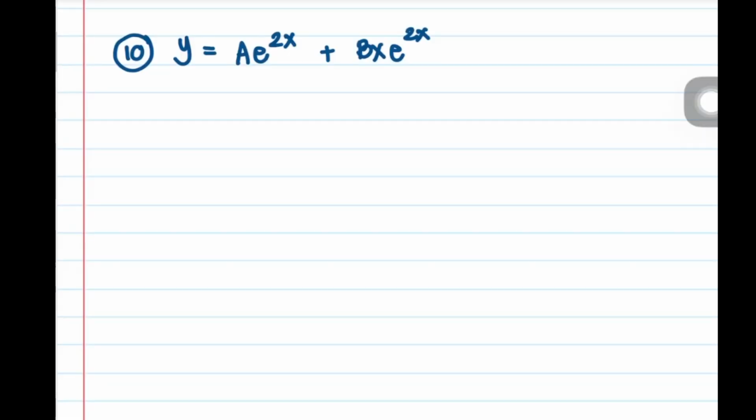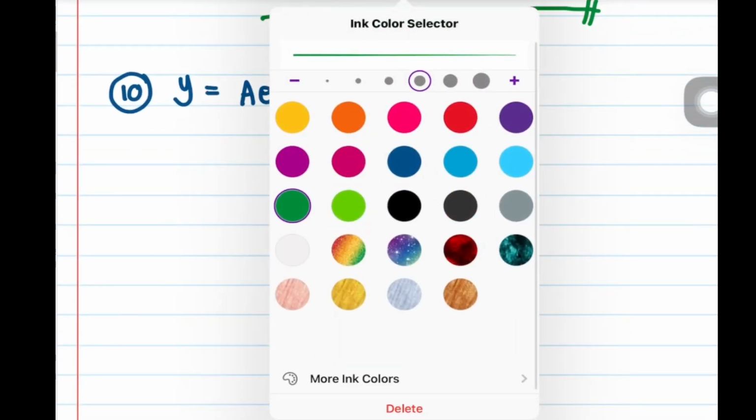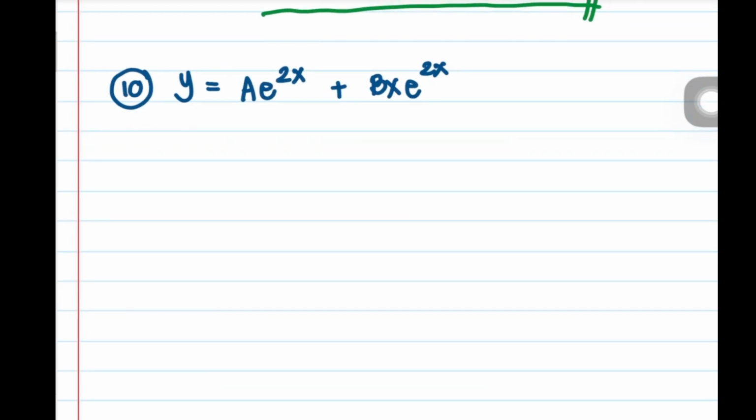So let's have the 10th problem. y is equivalent to a e to the 2x plus b of x e raised to 2x. In this problem, we also have two constants a and b. Therefore, we will obtain both the first and second derivative as well. So let's first have the first derivative of this problem.